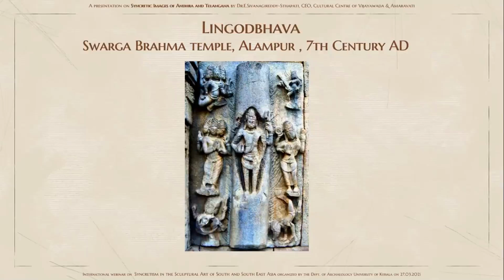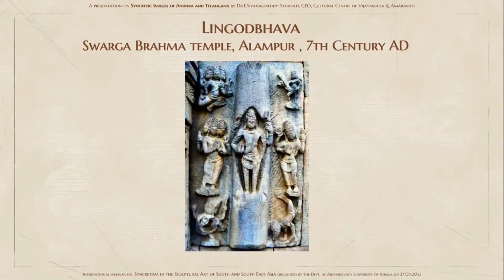On the southern wall of the Swarga Brahma temple, you find a beautiful image of what we call Lingodbhava Murti. In it, you can see this linga. At the center of the linga, you can see Shiva with his own attributes standing in Samapadasthanaka. Then Brahma on this side, Vishnu on this side. There are two important aspects: Brahma is moving up and Vishnu is moving down, to know the origin of the linga and to know the extent of the linga.